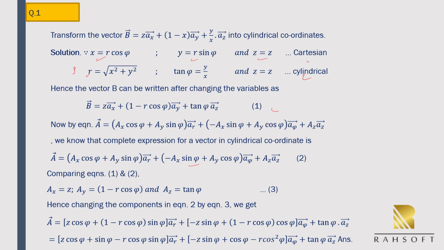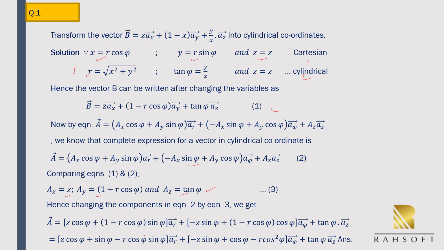Now you can compare equation 1 and 2. So after comparing it, we have A_x equal to z, A_y equal to 1 minus r cos phi, and A_z equal to tan phi. Hence changing the components in equation 2 by equation 3, just put these components of equation 3 in equation 2, you will get vector A equal to (z cos phi plus (1 minus r cos phi) sin phi) unit vector a_r plus (minus z sin phi plus (1 minus r cos phi) cos phi) unit vector a_phi plus tan phi unit vector a_z.